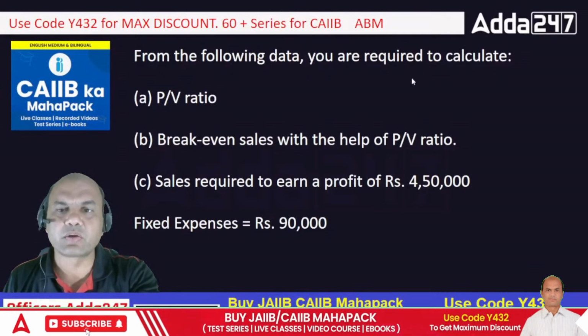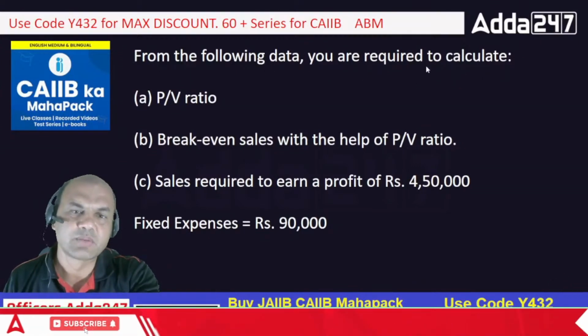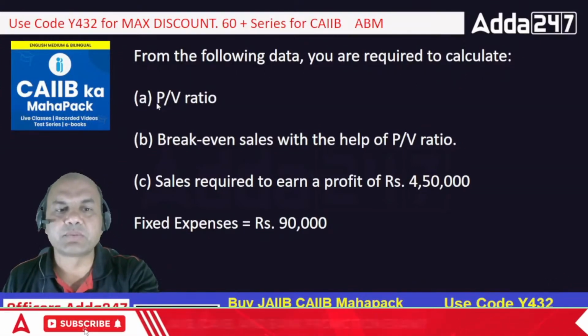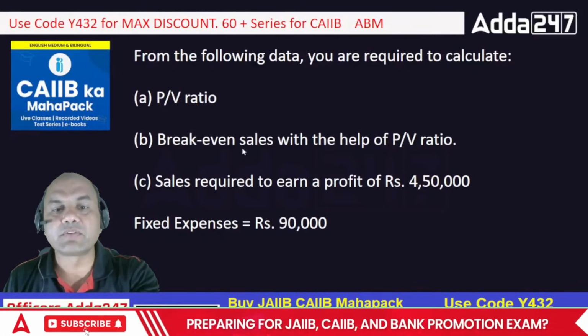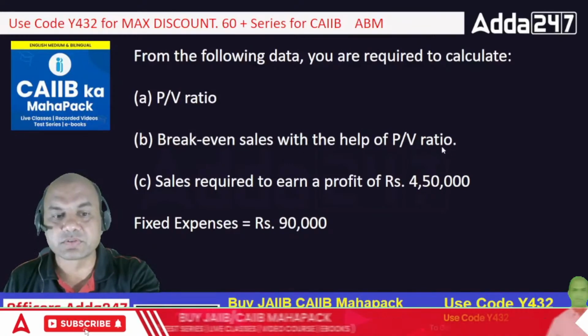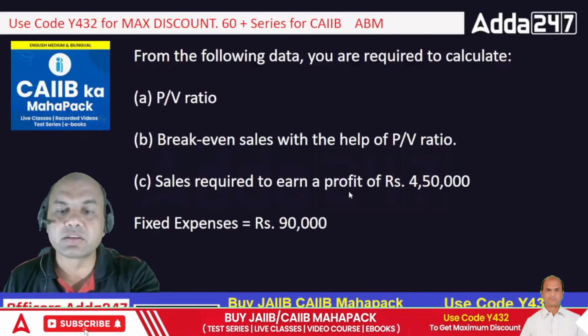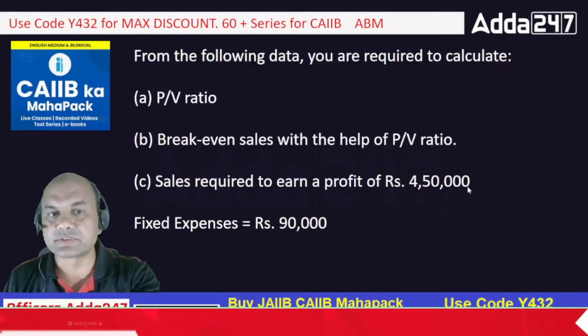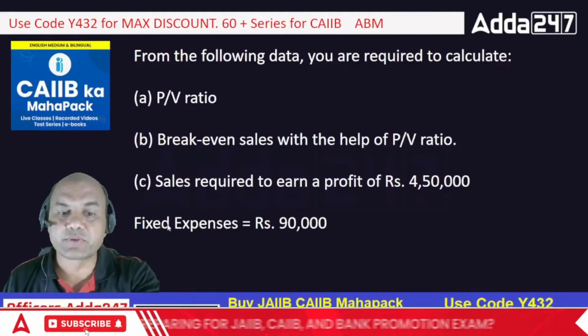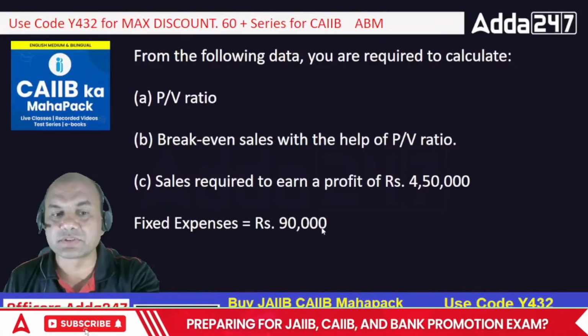From the following data, you are required to calculate the following. What is required? Calculate PV ratio, break-even sales with the help of PV ratio, and sales required to earn a profit of 4,50,000. Fixed expenses are given as 90,000.